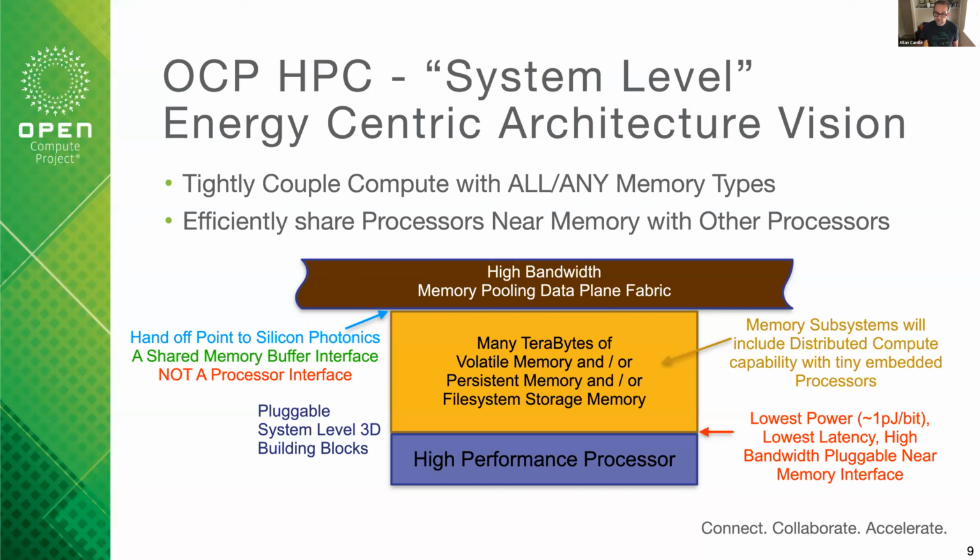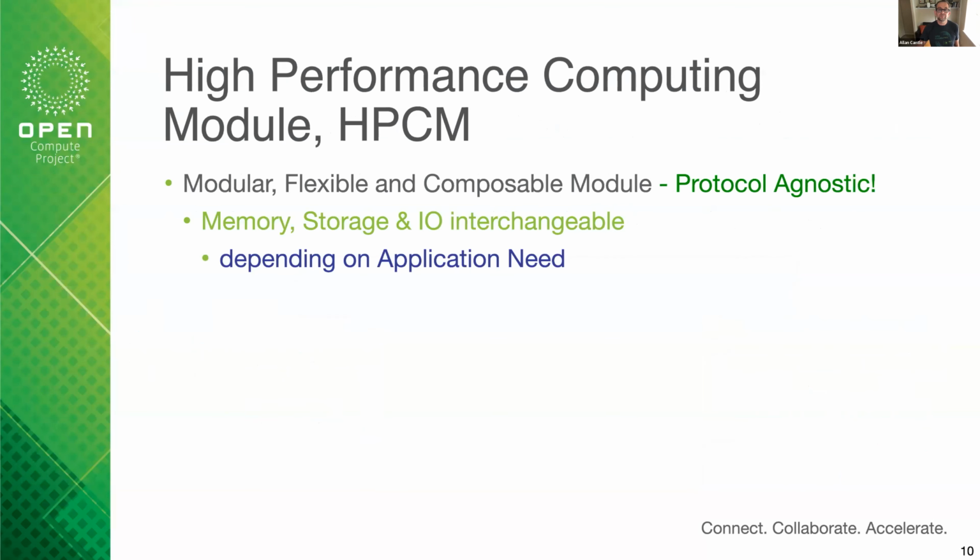But we can still build the same architectural approach to take our first step in the system level architecture towards this vision. And that's what we're doing in OCP with our high performance compute module called the HPCM. It's inspired by the OAM module, and it leverages EDSFF media technology. So the key thing is it's modular, flexible, and composable. And it's protocol agnostic at the module level. So we can run anybody's bus across these modules. We don't want to pick a winner on protocol technologies.